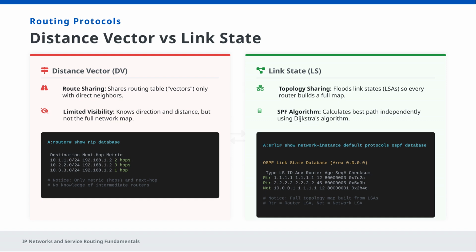Link state protocols work differently. Each router describes the state of its directly connected links and shares that information so all routers in an area can build a consistent topology database. Each router then runs its own shortest path calculation to determine the best routes. OSPF is a well-known link state protocol. In general, link state protocols provide better scalability and topology awareness than older distance vector designs, though they also require more processing resources. Next, we explore OSPF in more detail.